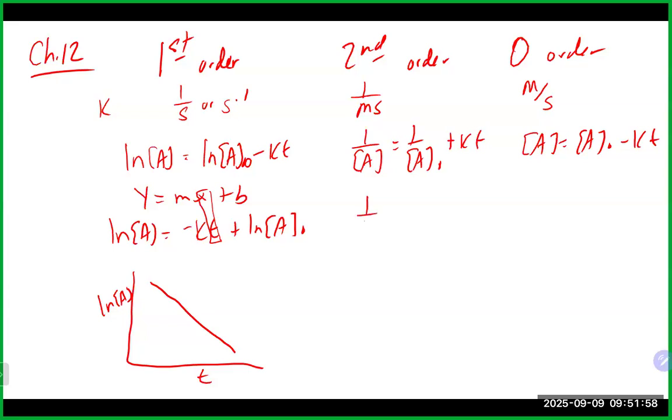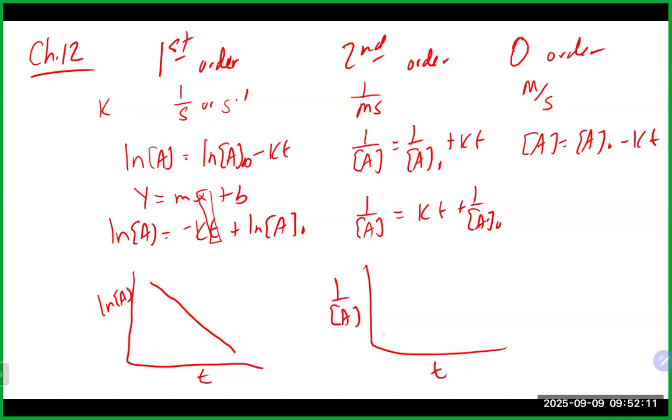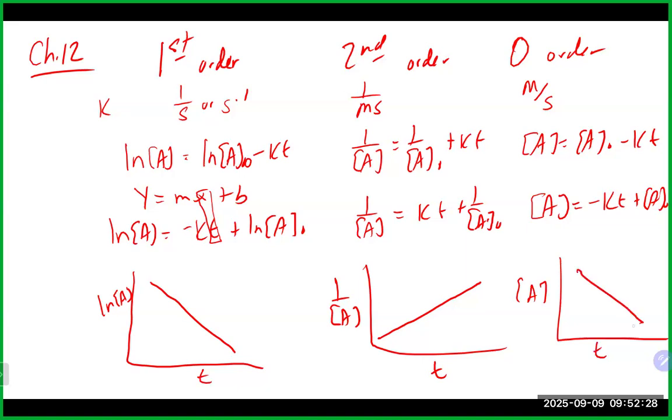Same thing here. We can rearrange this one, same deal: 1/A equals kt plus 1/A naught. That gives us 1/A on the y and time on the x. This will give us a positively sloping line. And lastly, if we rearrange this one in that form, we end up with this equation here, which gives us the concentration of A versus time. Again, a linear relationship, with a slope equal to negative k.